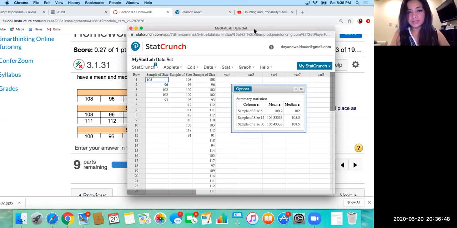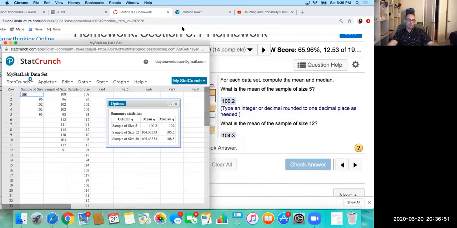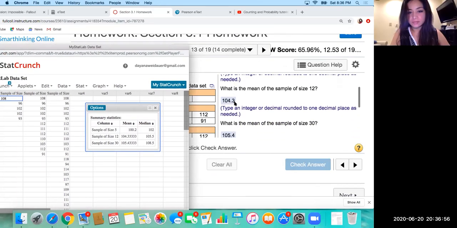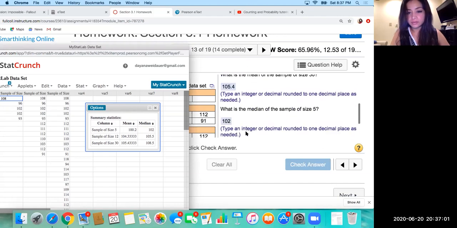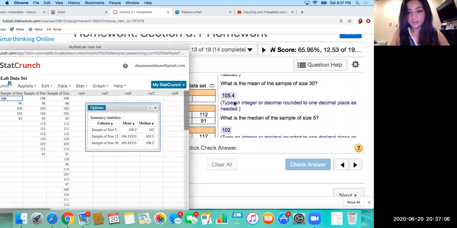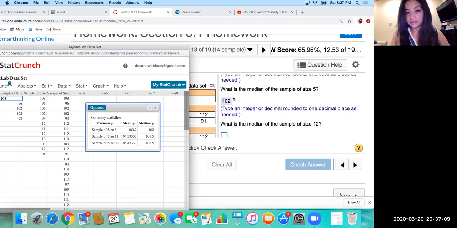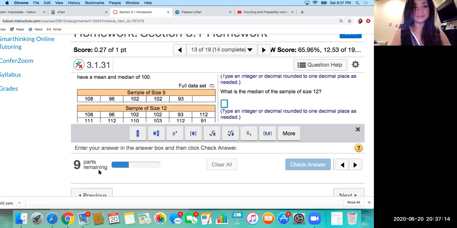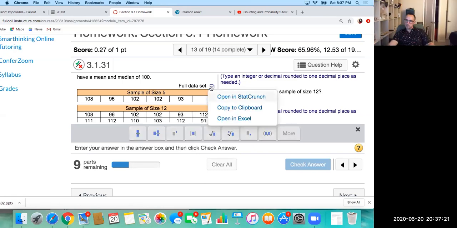And what was my question again? The question was asking for the mean and the median for those three data sets, I think. 104.3. What does that mean? 105.4. 102. This is so much easier. Oh, where did it go? What do you do with them? Just click the box again, maybe. I don't know where it went.